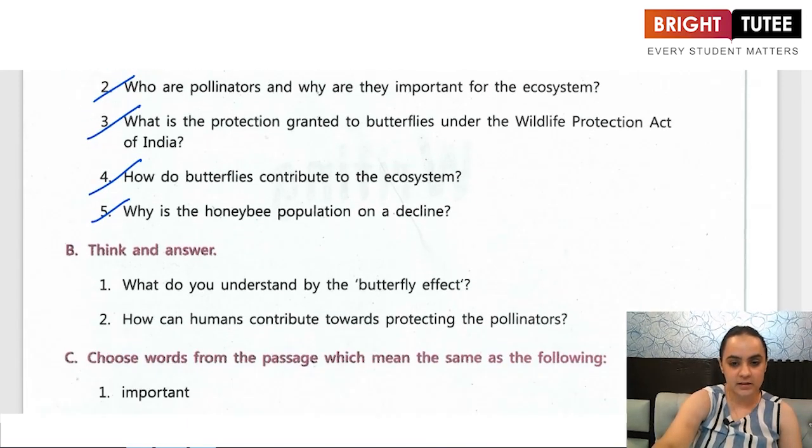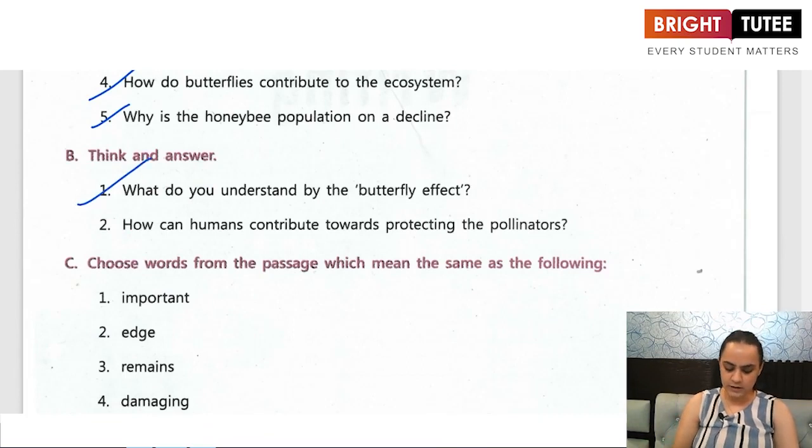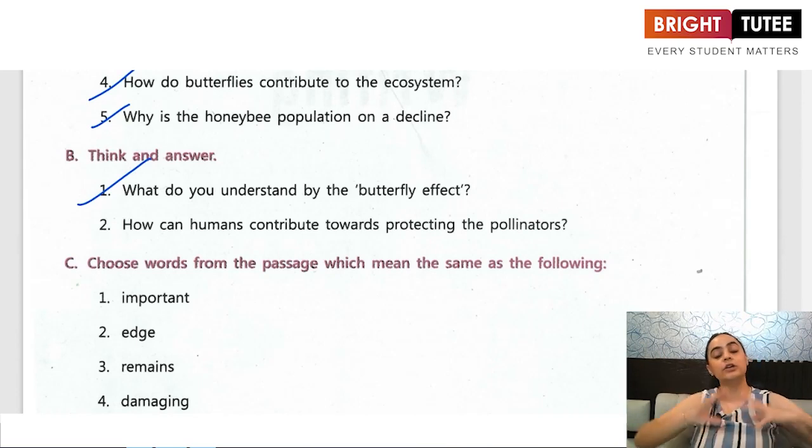Okay, think and answer. What do you understand by the butterfly effect? Now, this is a scientific concept which you would be able to find in detail once you go through it. The butterfly effect is basically the idea that small things can have an impact on something which is very complex. The bees and butterflies that might seem to be very small, very petite, actually have a huge impact on the entire ecosystem.